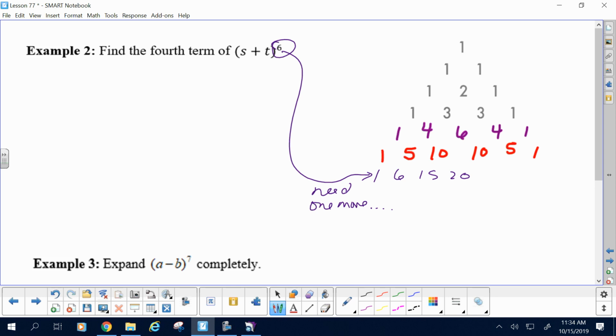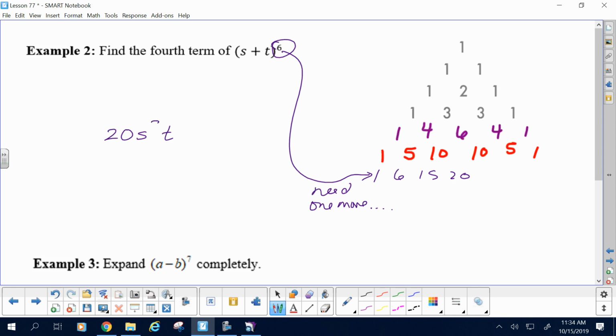So it feels like if we're going to the 6, don't you need the row with the 6 in it in the second spot, yeah? Okay. I can keep going, but I really just want the fourth term. So once I saw the fourth coefficient, I stopped. So the fourth coefficient is 20. Now, if you want to write all the other stuff, fine. But if you can jump to it, fine. S to the what? Third. It would start at 6, then go 5, 4, 3.